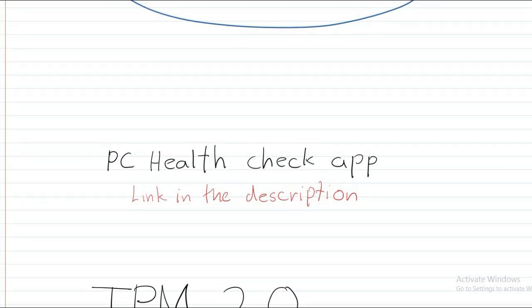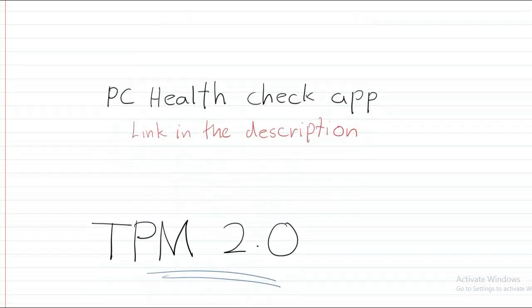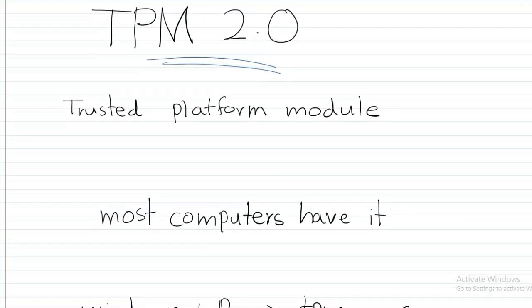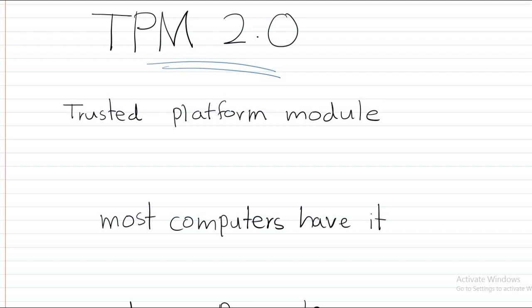But most probably it will say your PC is not compatible with Windows 11, even if you have a latest PC or laptop. That's because, for Windows 11, your PC must have TPM 2.0. TPM means Trusted Platform Module. It's a dedicated chip for the security of your hardware. The problem is most computers have this chip, but it's not enabled.